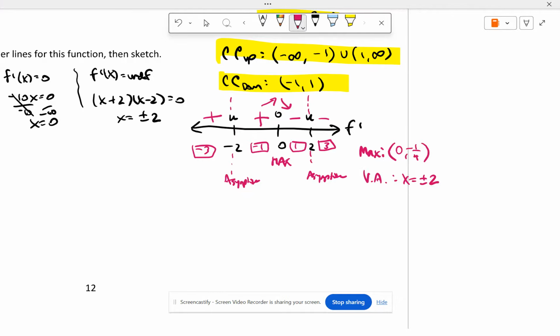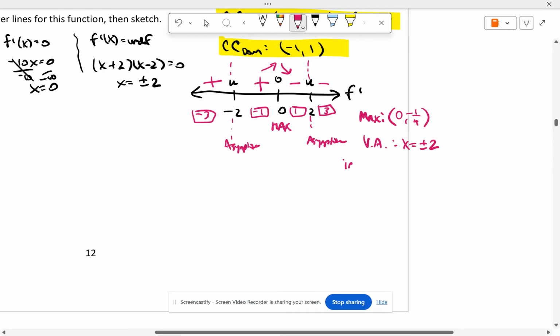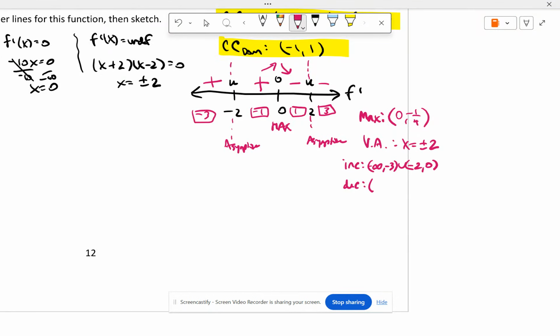I think that's kind of all we got from here. Oh, increasing and decreasing. That's right. Increasing, decreasing. We're increasing from -infinity to -3. There's a break in the gap where we have an asymptote, and then we're increasing from -2 to 0. We are decreasing from 0 to 2, and then we have decreasing from 2 to infinity. All right, that's all the info we got from our first derivative.